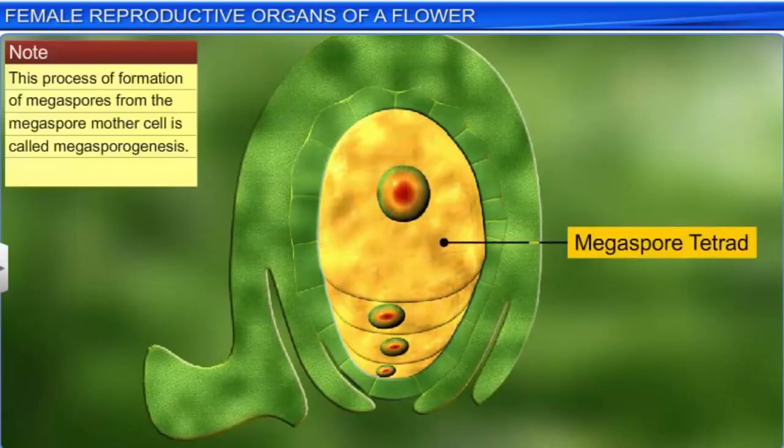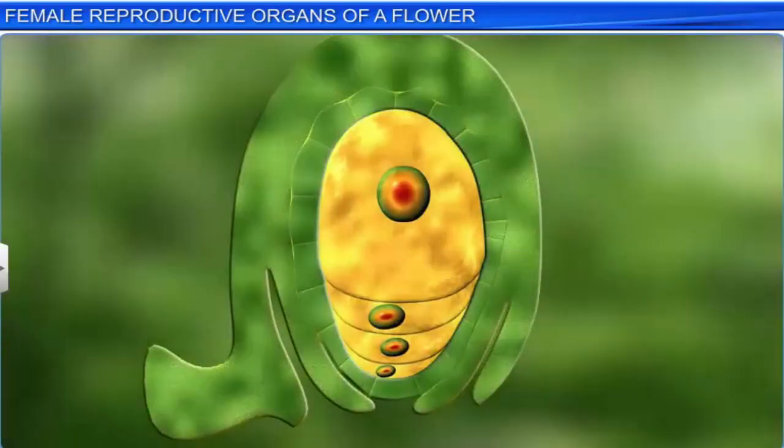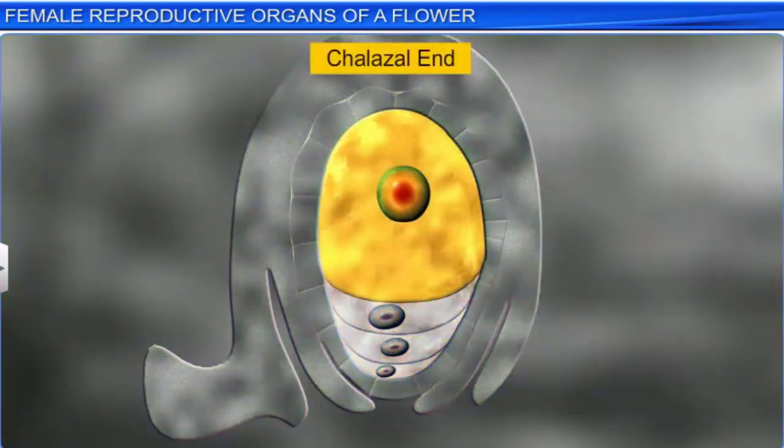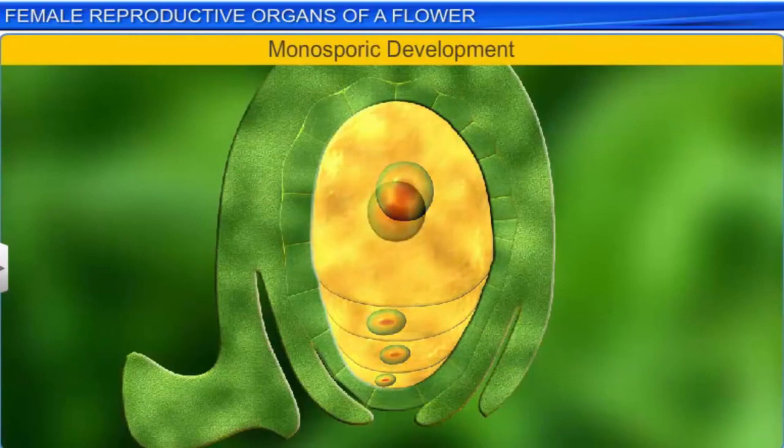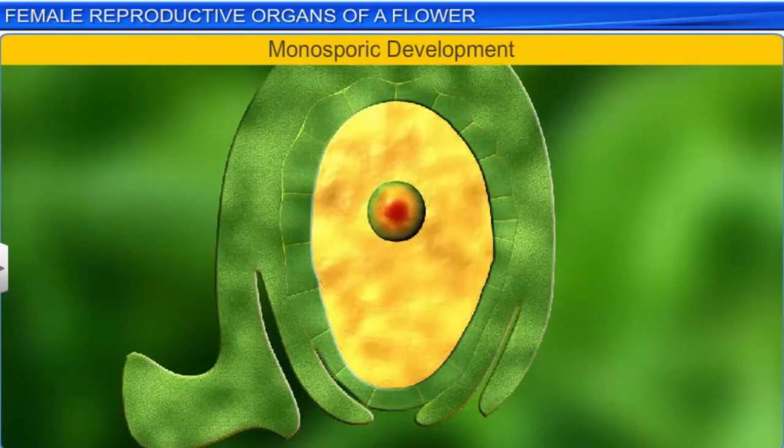This process of formation of megaspores from the megaspore mother cell is called megasporogenesis. Of the 4 megaspores, usually the one near the chalazal end becomes functional, whereas the other 3 near the micropylar end degenerate. The functional megaspore enlarges and simultaneously undergoes mitotic division to form an embryo sac. This type of formation of the embryo sac from a single megaspore is known as monosporic development.